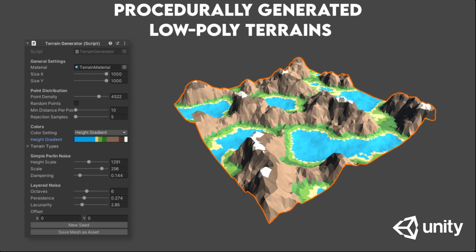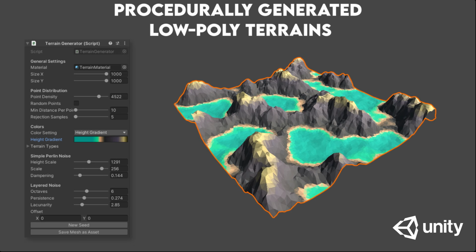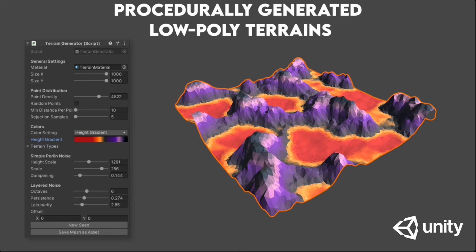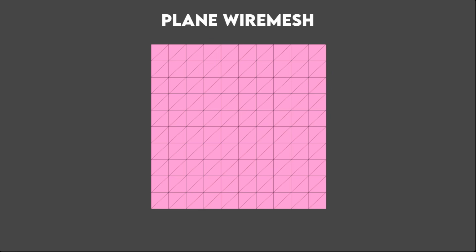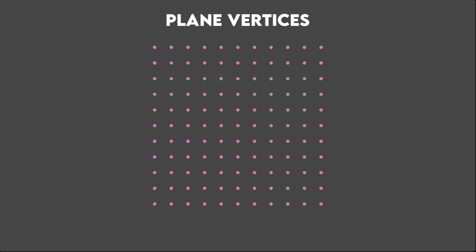Hey guys! In today's video we are going to take a closer look at procedurally generating low poly terrains. Most commonly people use a plane as a base for terrain generation. If we look at the wiremesh, we can see how everything is spaced very evenly, and if we visualize the vertices of the plane's mesh, you see that this is in fact a perfect grid.